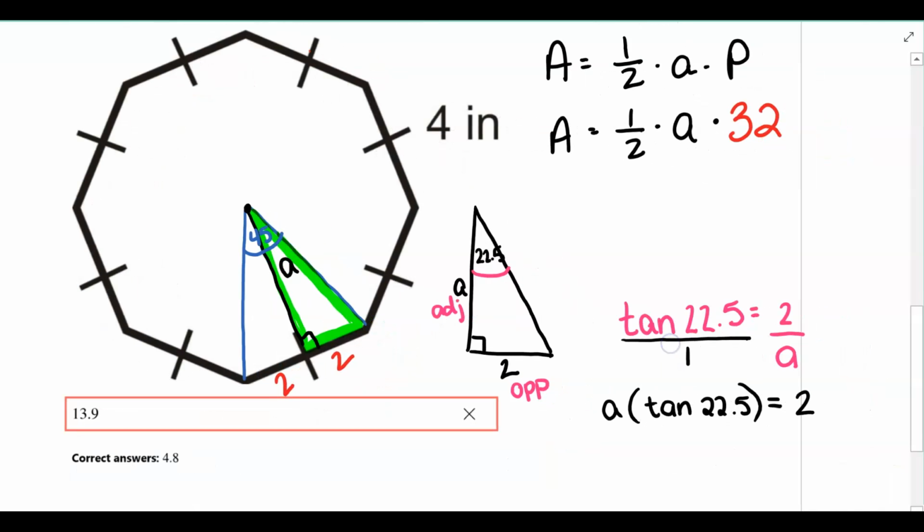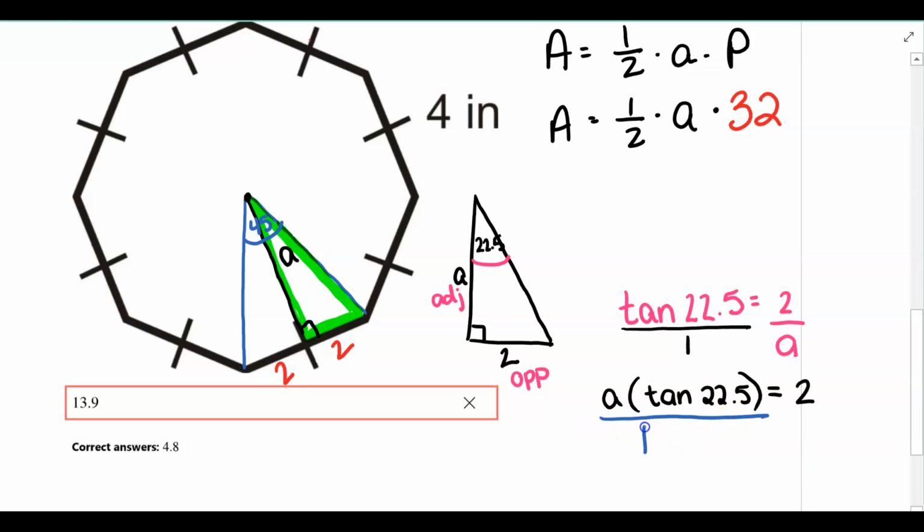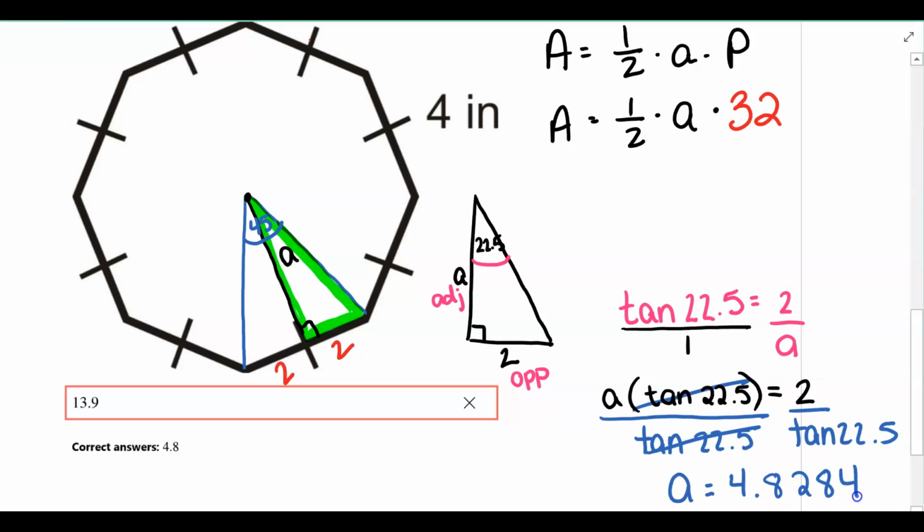And if my whole goal is to find out what the apothem is, let me divide by tangent of 22.5. What that does is it gets my apothem alone. That's what we're doing here. And I can do 2 divided by tangent of 22.5. And that gives me that the apothem is approximately 4.8284, etc.